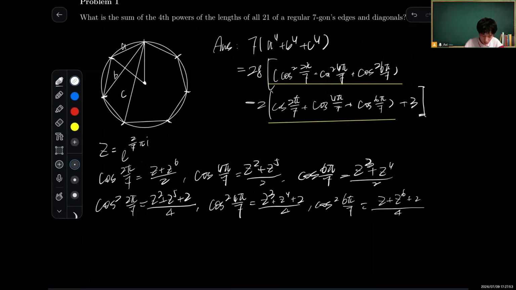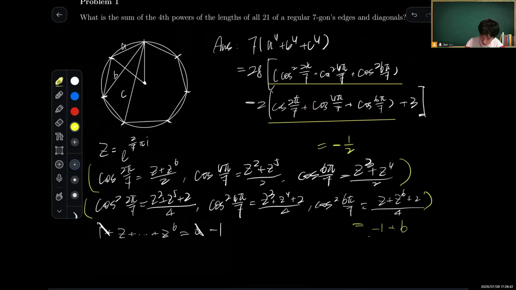Now, remember, the sum of the 7th roots of unity, which is 1 plus z plus all the way up to z to the 6th degree, is 0. So if we move the 1 over to the right, it is negative 1. So in the above expression, since we're trying to find the sum, the sum of these terms is exactly equal to negative 1 over 2. And then the sum of these terms should be equal to negative 1 plus 6 over 4. Thus, with that, our desired result is equal to 28 times 5 over 4 plus 4.